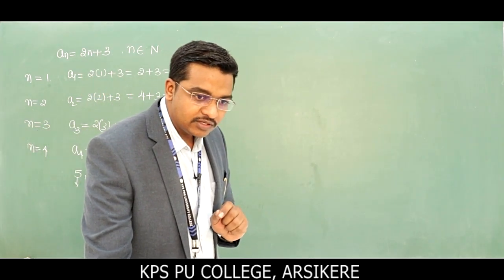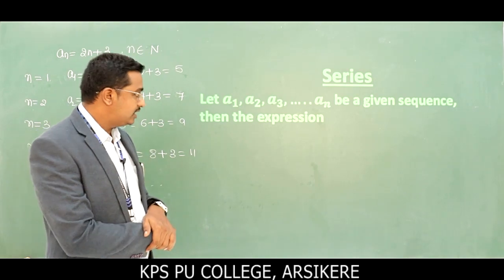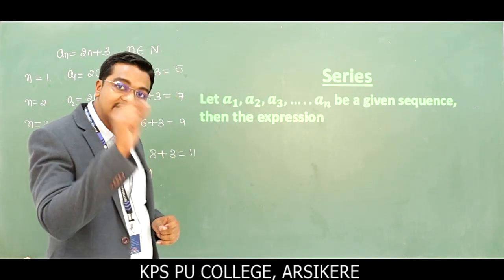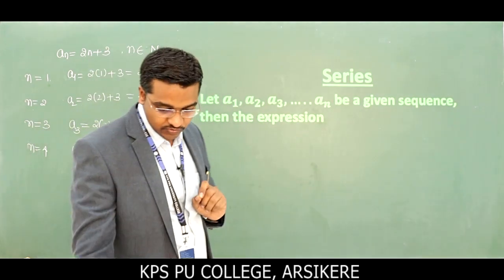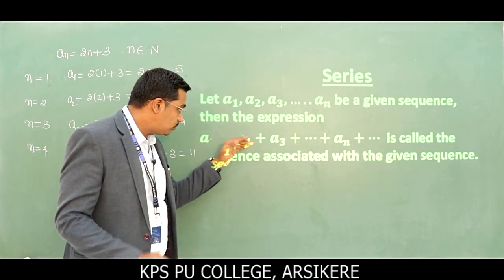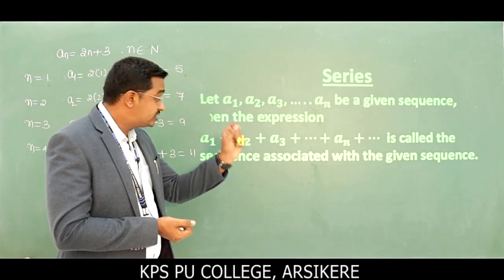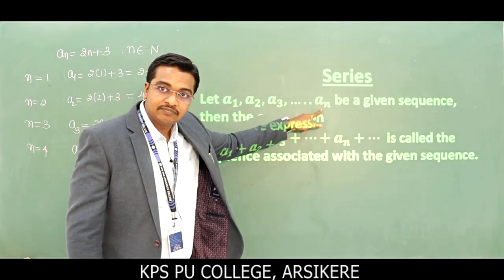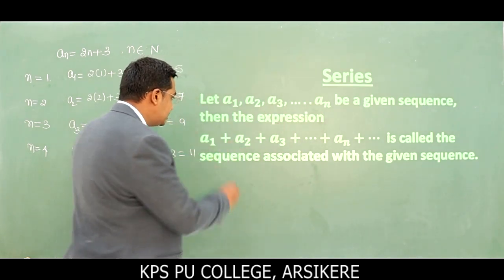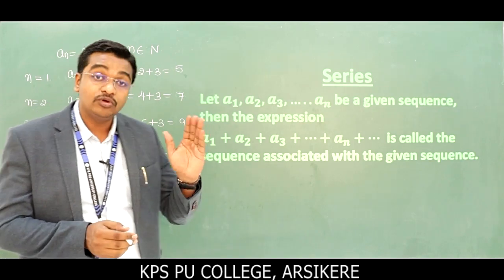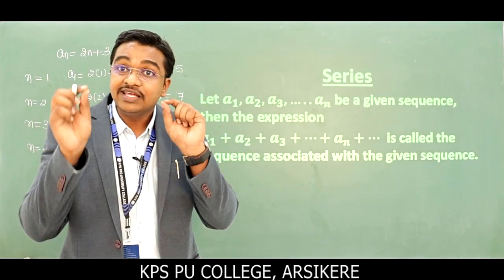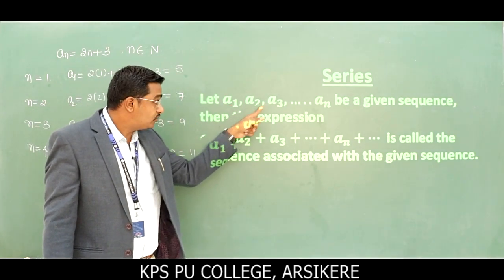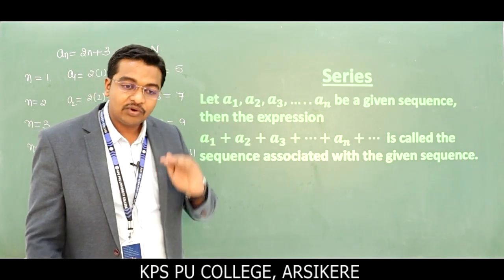So next we have series. What is a series? Just observe here: A1, A2, A3 and so on up to AN is the given sequence. Then the expression A1 plus A2 plus A3 and so on up to AN and so on is called the series associated with the given sequence. So this is what we call the series associated with the given sequence A1, A2, A3 and so on up to AN. Clear? This is what we call a series.